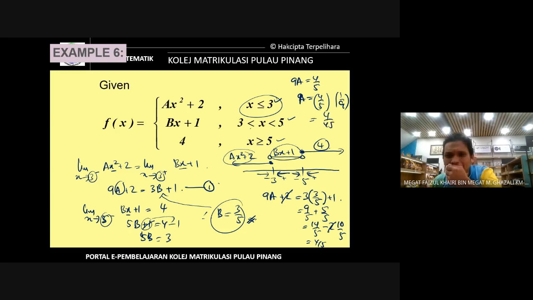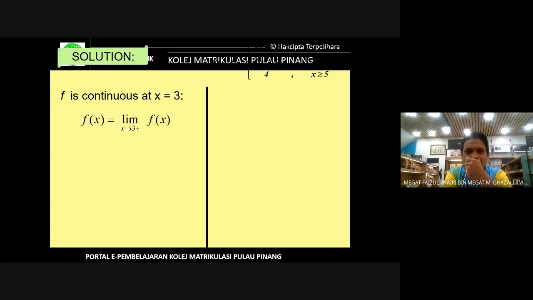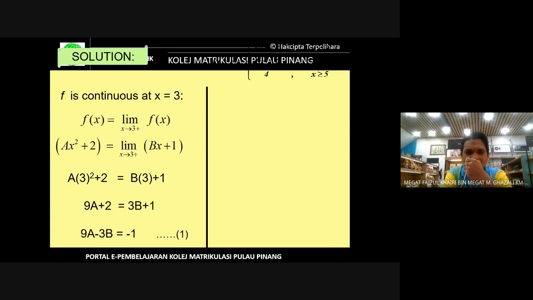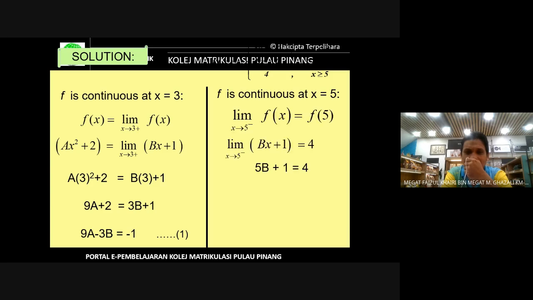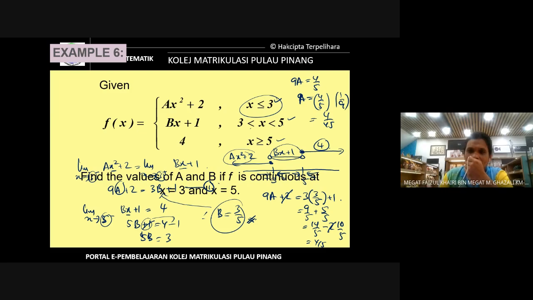Is that it? Let me double check. 9a minus 3b equal to negative 1. B is 3 over 5? Yes. B equal to 3 over 5 and a is 4 over 45. I see the numbers are very big, I was afraid my answer was wrong. Okay, by the way, it is the correct one. A equal to 4 over 45 and b is 3 over 5.